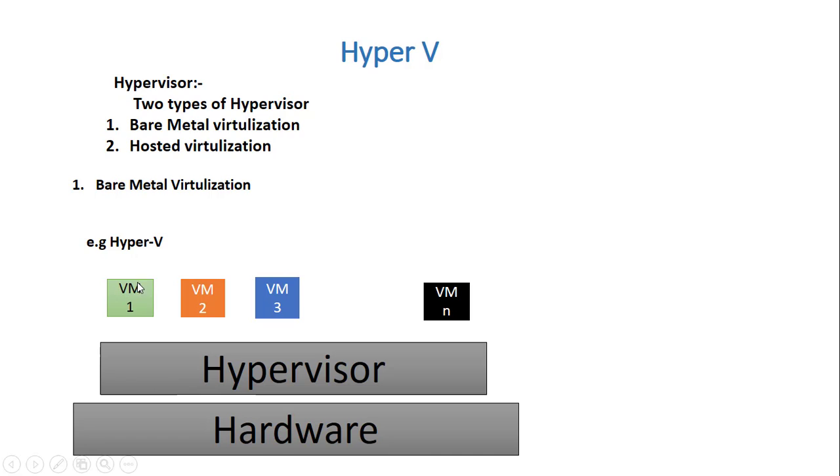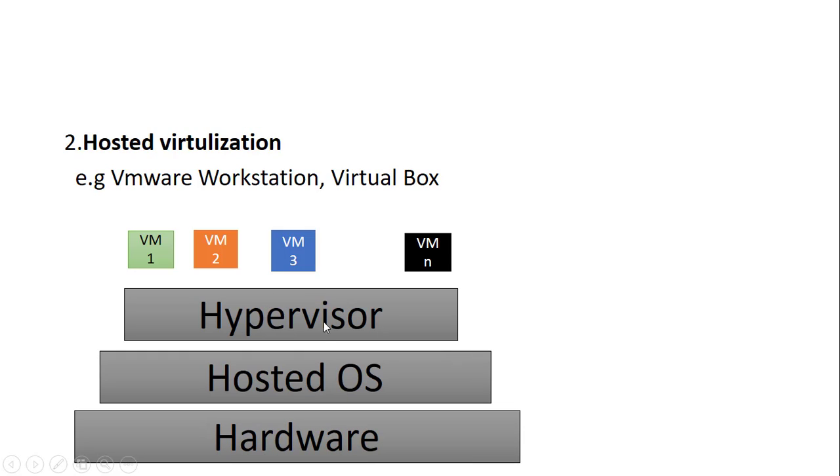Suppose VM1 wants to communicate with the hardware, it communicates directly with the hardware. There is no intermediator. That's why its speed is fast as compared to hosted virtualization. An example is Hyper-V.